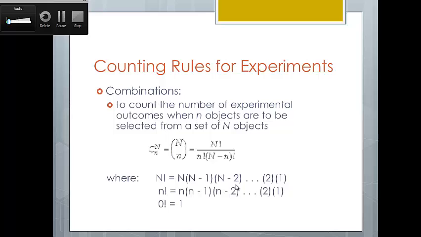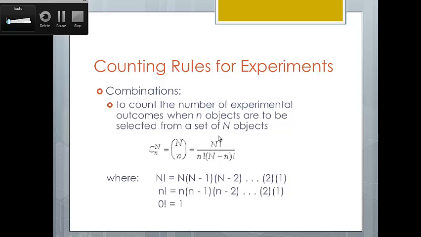So we can go on and say, well, what if a combination must occur? Combinations count the number of experimental outcomes when little n objects can be selected from a larger set of big N objects. How does this work? We have our combination formula, which you're probably familiar with from high school. It's a combination of little n from big N, with big N on the top and little n on the bottom.